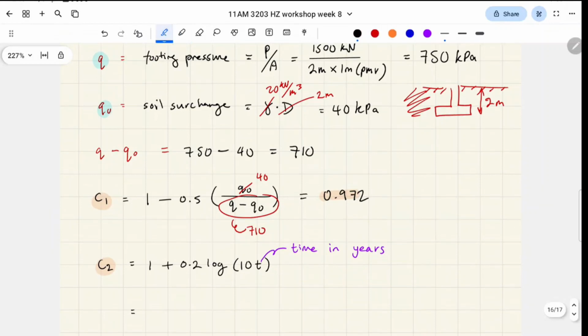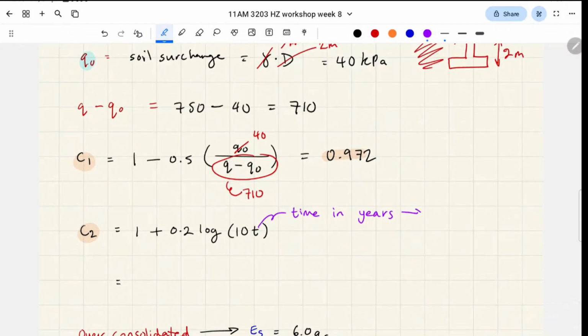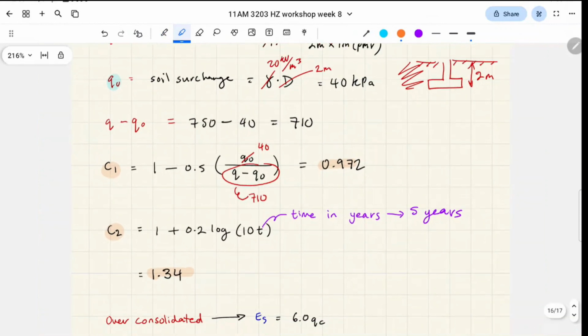This next constant accounts for creep. And we're told in the question that we have to account for creep for 5 years. So T is already going to be in years, so we literally just plug in 5 for this formula, and that gives us 1.34. Okay, cool. We have our two constants. That's the first step.